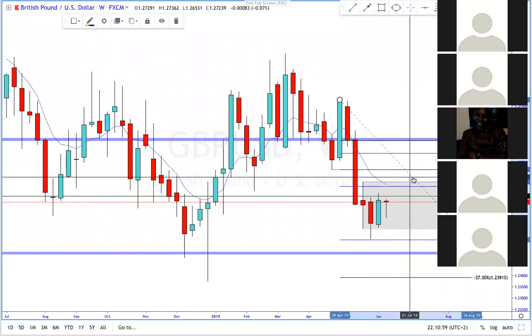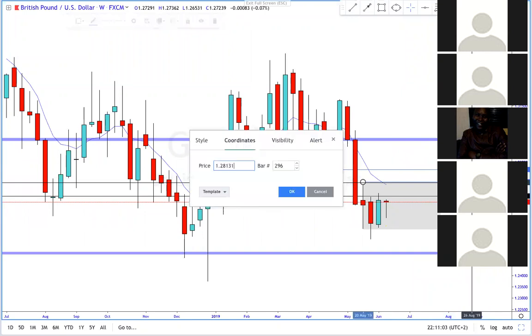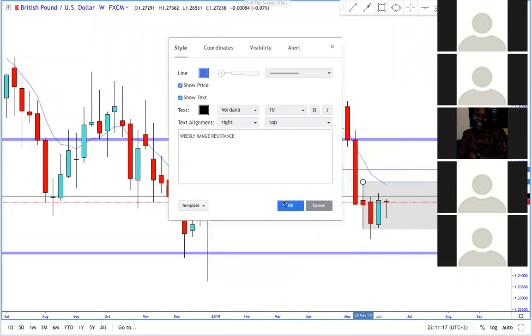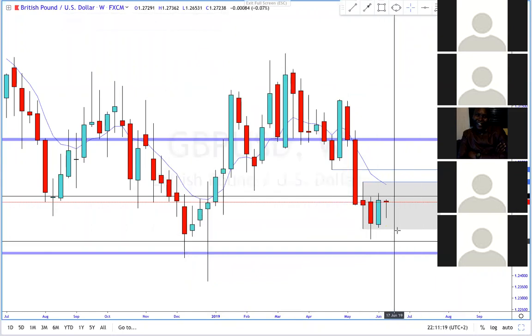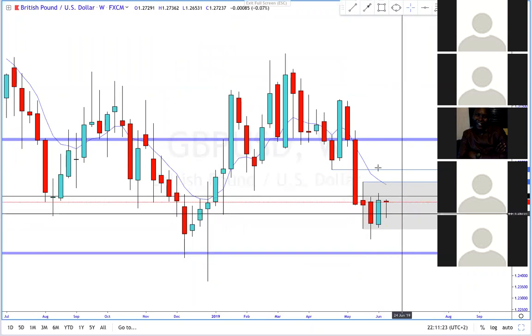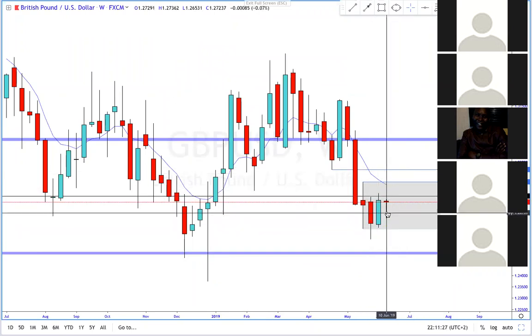So this would obviously be a smaller time frame level, so I'm going to take it out. I'm going to annotate this and say this is my weekly. So let me just write it like this. So this is my weekly range resistance, and this is why I'm putting it over there. So I'm saying that I'm going to wait for market to pull back to that level before I actually come in.